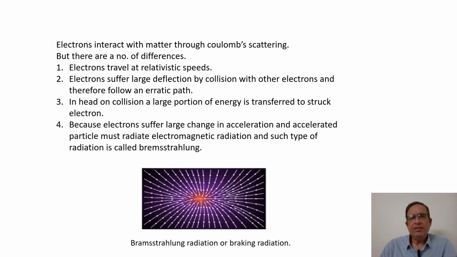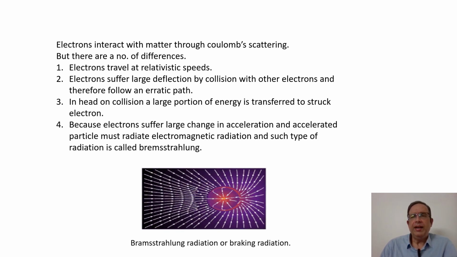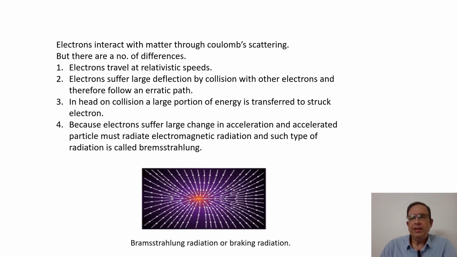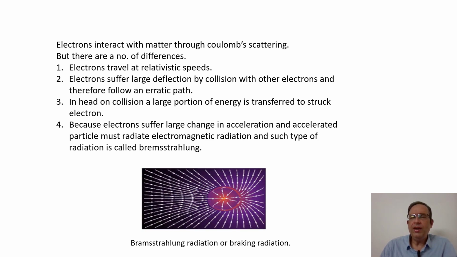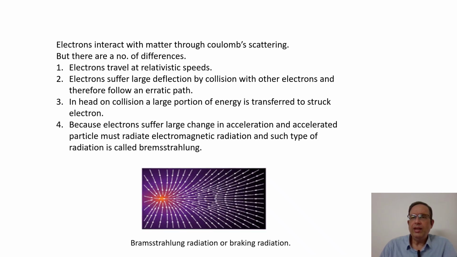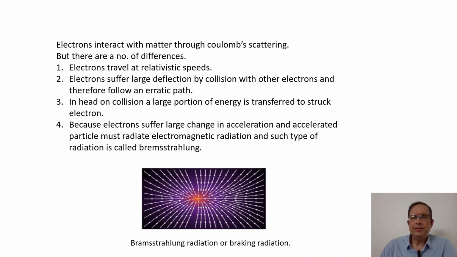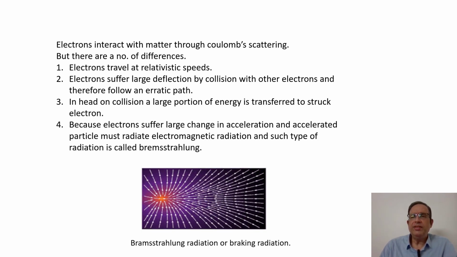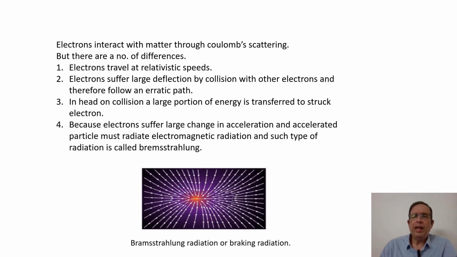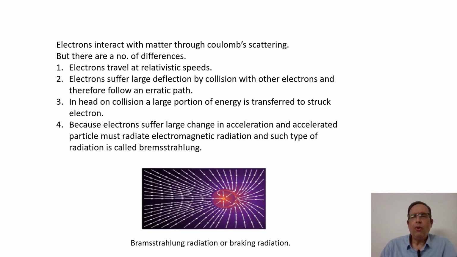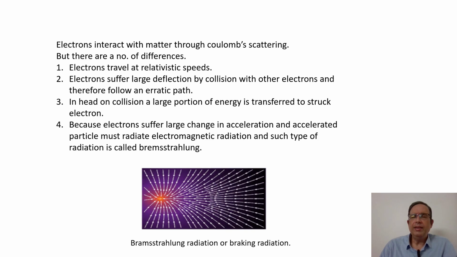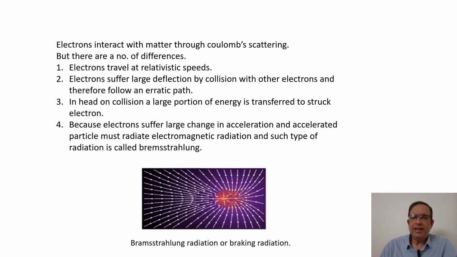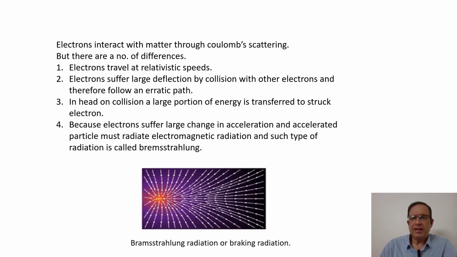The relativistic speed also modifies the interaction mechanism, and also because they are very light, when they collide with other electrons, they suffer large deflection and therefore follow an erratic path. When an electron strikes another electron, it is deflected to a very high degree, so it follows an erratic or zigzag path through the medium, and therefore it is difficult to find the range of the particle because the path is zigzag, curvy and erratic.